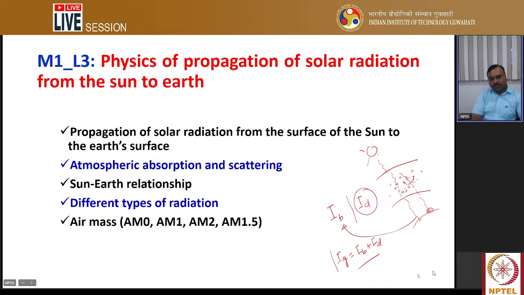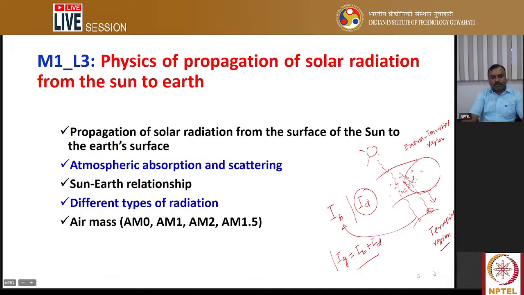What does it mean when you write AM0? That means there is no atmosphere, right? AM0 means this is in the extraterrestrial region. So if we say this is the Earth atmosphere, then above the Earth atmosphere, what we call is the extraterrestrial region. And here, we call it the terrestrial region.